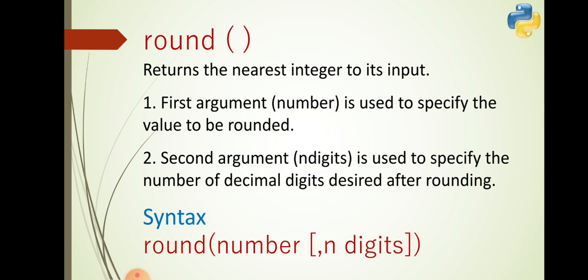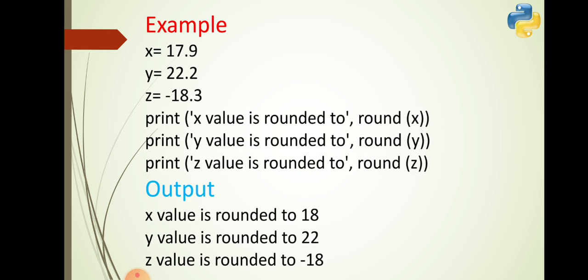The simple syntax number, n digits, that means first argument number is used to specify the value to be rounded. எந்த வேல்யூ நான் ரவுண்ட் பண்ணணும். செகண்டுங்கிறது என்ன, டெசிமல் பிளேசஸ்க்கு எத்தனை டெசிமல் பிளேசஸ் அப்பியர் ஆகணும் அப்படிங்கிறத நான் கொடுக்குறேன். ஓகேவா, see that example 17.9, 22.2, minus 18.3. Now look at this example, round x, round y, round z. I am not mentioning the second part. So what will happen?